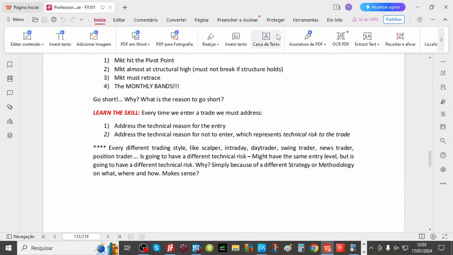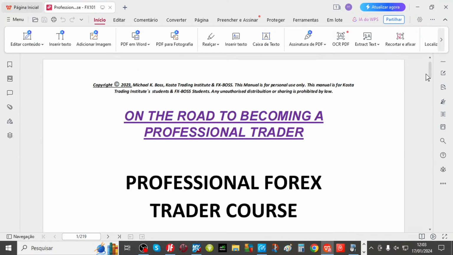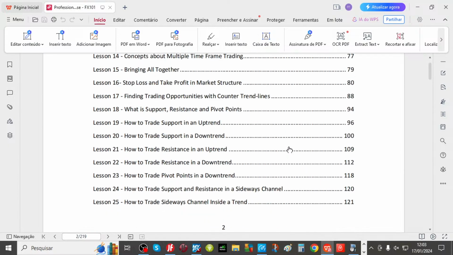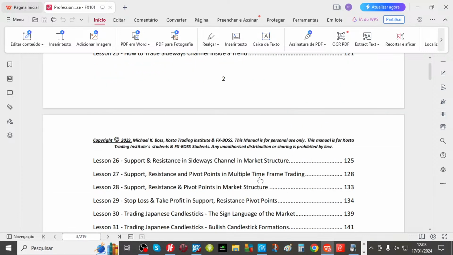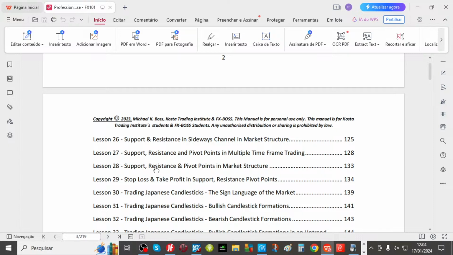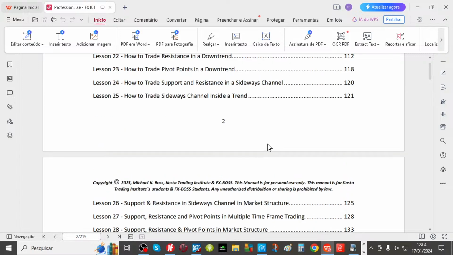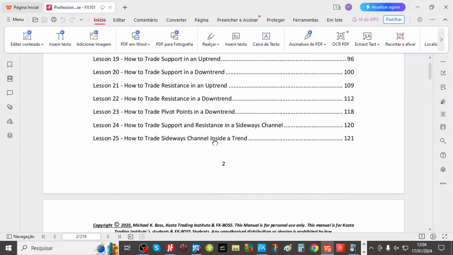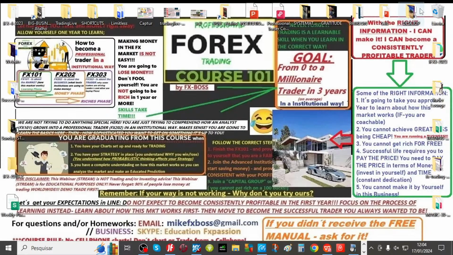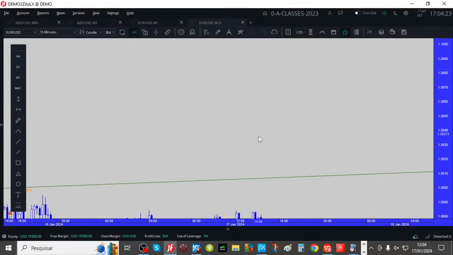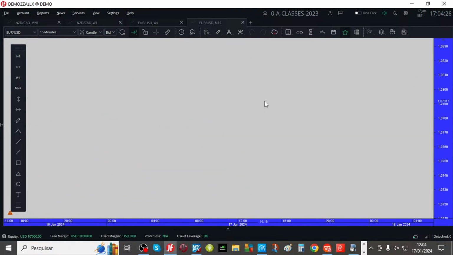That being said, we are here, and today we have the 3 trend lines, right? Give me a second. Sideways channel, inside the trend, market structure, market resistance, stop loss and take profit, support, resistance and pivot point, support, multiple time frame, channel inside. Wow, we don't have it. Alright, no big deal, it's not in the manual. Alright, everybody.